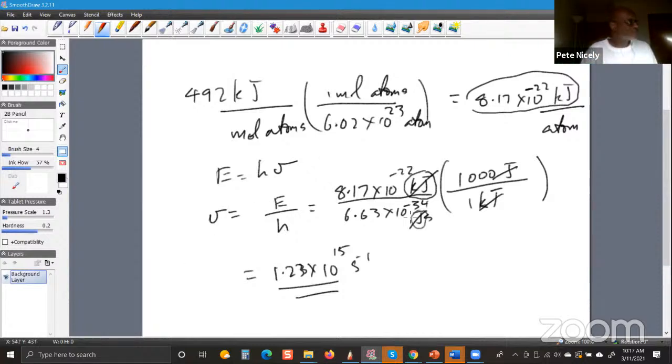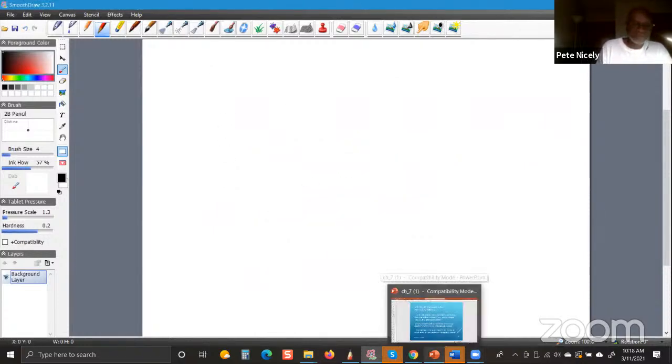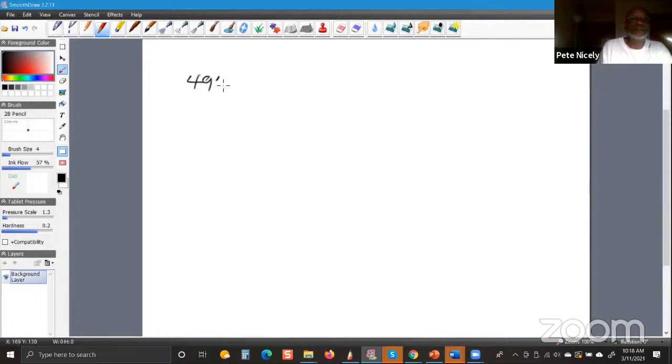Okay, so the last question in this set of problems says here the ionization energy of sodium is 495 kilojoules per mole. Will gaseous sodium atoms be ionized by light with a wavelength of 589 nanometers? So it's kind of similar to what we just did. So let me clear this up and start off with what is given, which is the 495 kilojoules per mole.